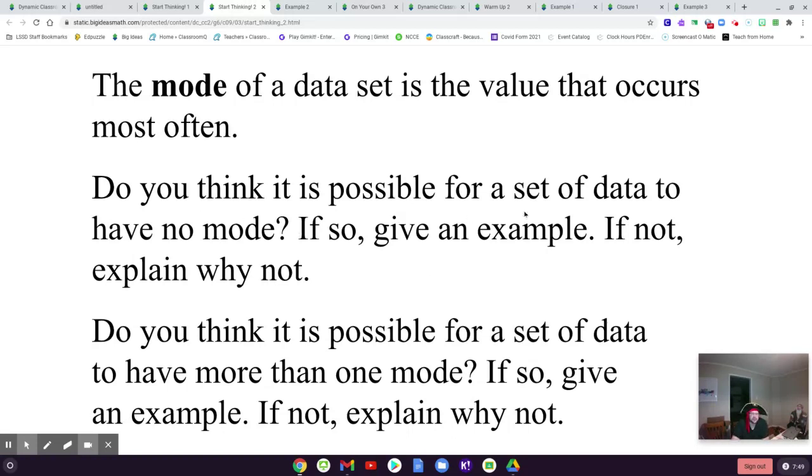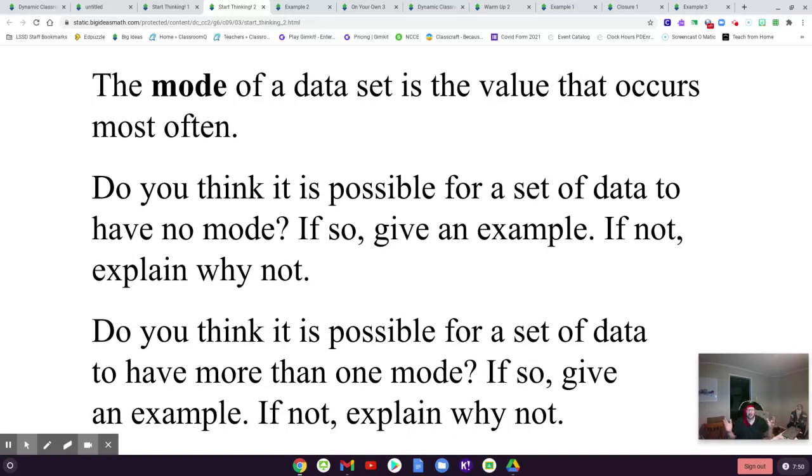So do you think it's possible for a set of data to have no mode? Is it possible to have a list of numbers where none of them appear more than any other? Yes. So that's one of the disadvantages of using mode, is sometimes you don't have a mode. Do you think it's possible for a set of data to have more than one mode? That's also possible. Sometimes you might have 6 people that are 11 and 5 people that are 12 and 6 people that are 13. So you'd have 2 modes. 11 and 13 would both be the mode.